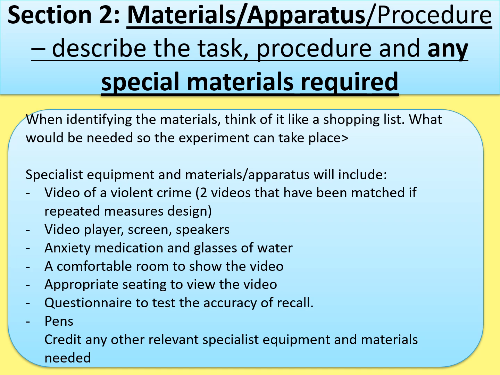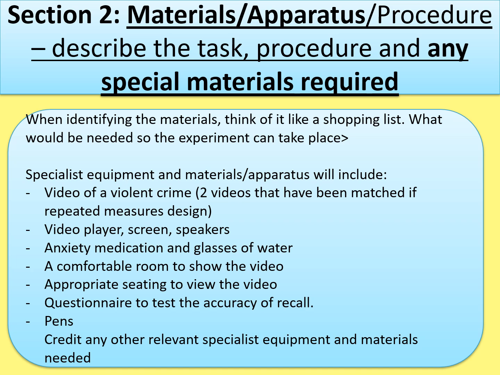So first I would identify the specialist materials required, and when you're identifying those materials, think of it like a shopping list. So what would be needed so that the experiment can take place? What do you actually have to physically have in order to carry out the experiment? And so here you can write it as a bulleted list. This is the only bit where you can, but I'd still write a sentence to say the specialist materials that I would require include, and put a colon, and then we've got some ideas, and this will obviously vary depending on the experiment you're doing.